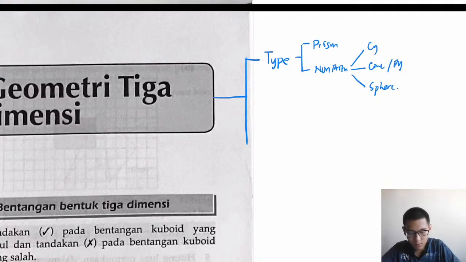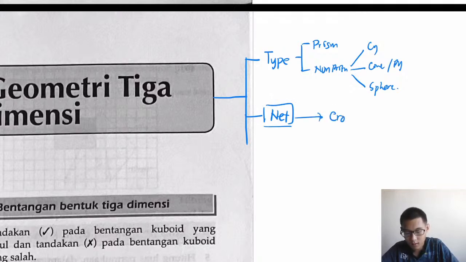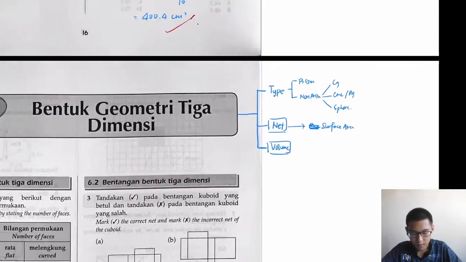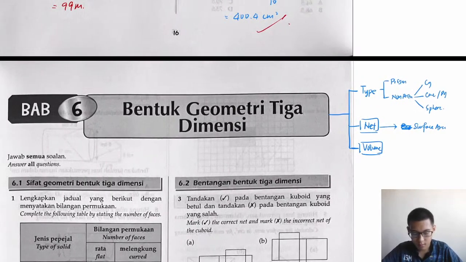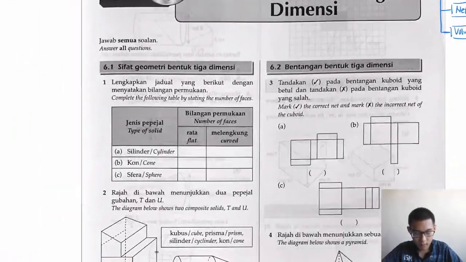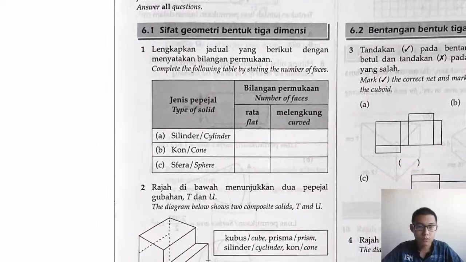We also need to see their net. Open their net and see, and from the net we can count their surface area, total surface area. Then finally we find the volume. So this is the mind map we have. So we just do it one by one.